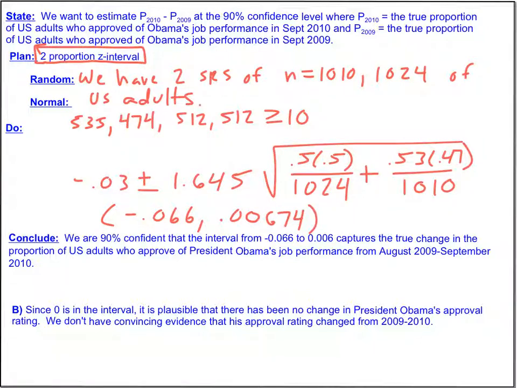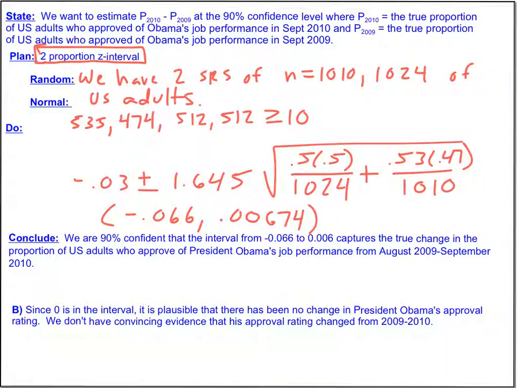We're 90% confident that interval captures the true change in proportion of U.S. adults who approve Obama's job performance from August 2009 to August of 2010. Okay. There was a follow-up question here that I kind of skipped over. Is there convincing evidence that the job approval rating has changed?